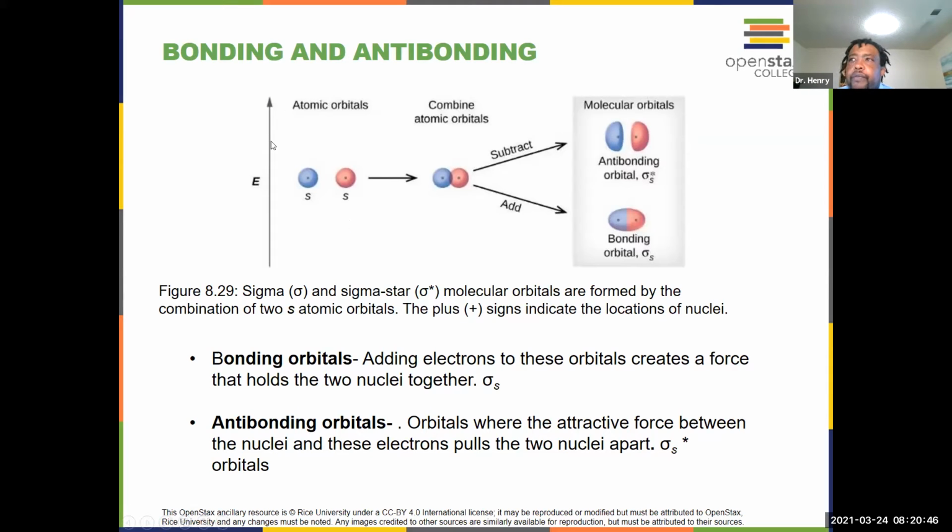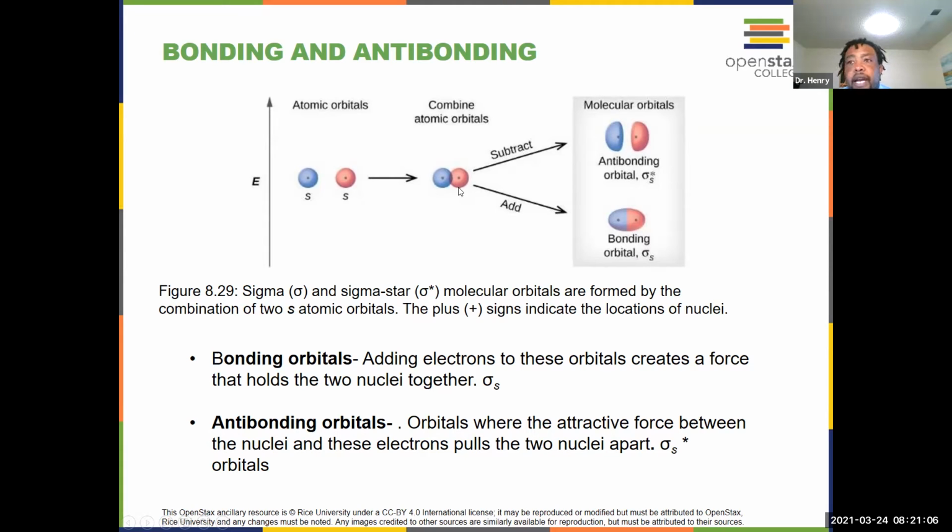Okay, so here we have two S's that are coming together, right? If they come together and they're in phase, it's going to be additive. So then you're going to get bonding. So then we'll have what we call sigma S, right?